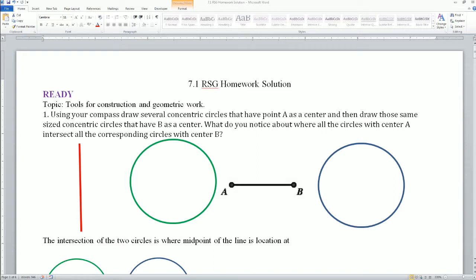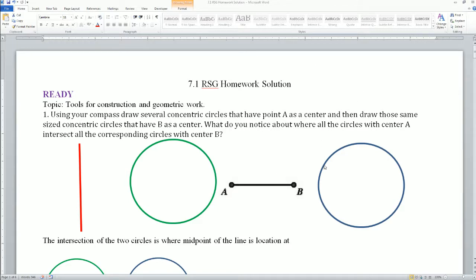Welcome, this is the 7.1 Ready Set Go Homework Solutions. Here for the ready part, we are asked for a construction. It says to use a compass and circles, and we have to create a certain image here.